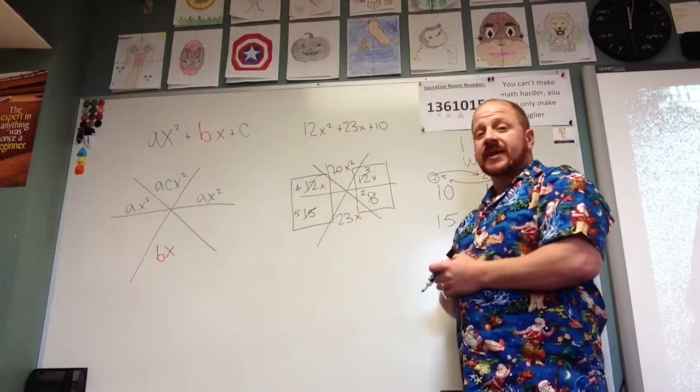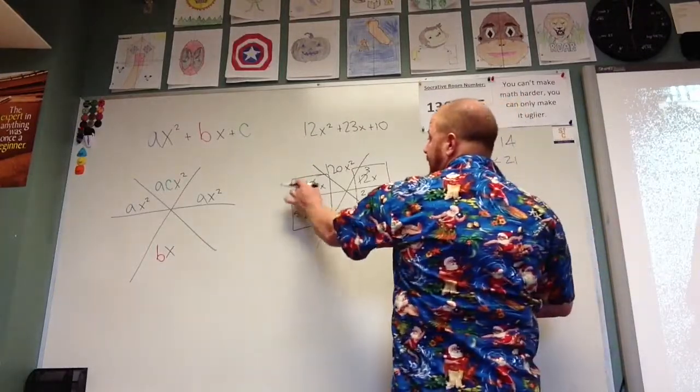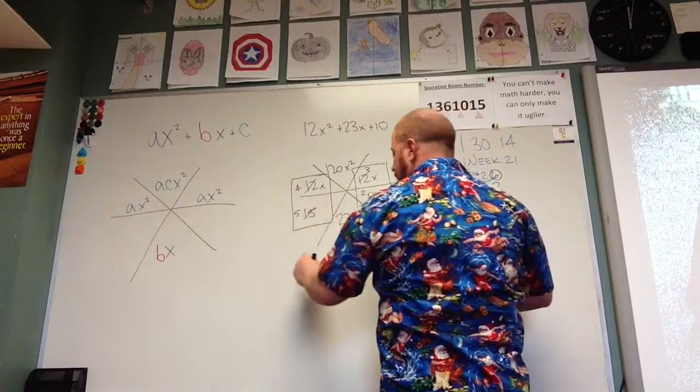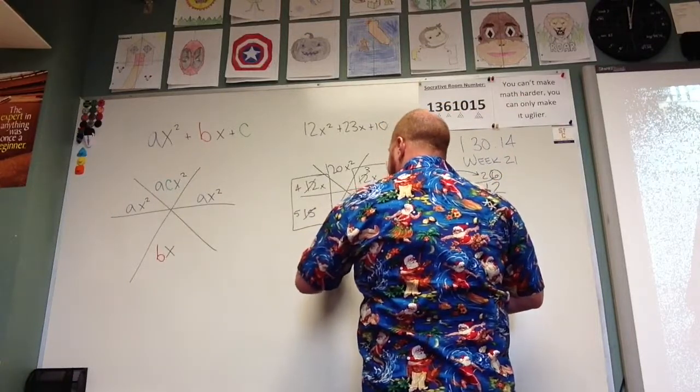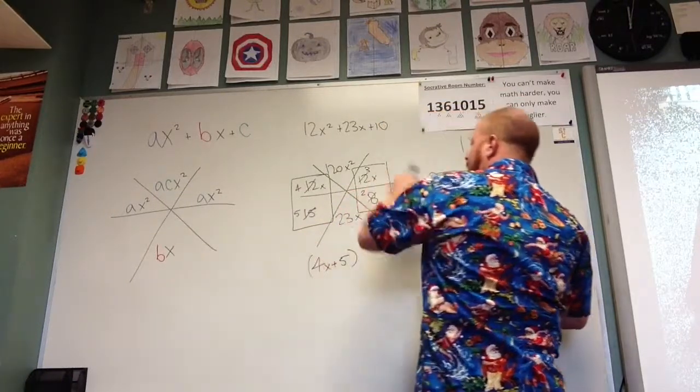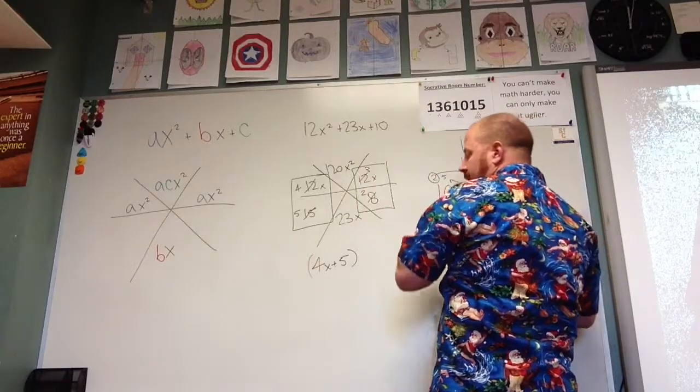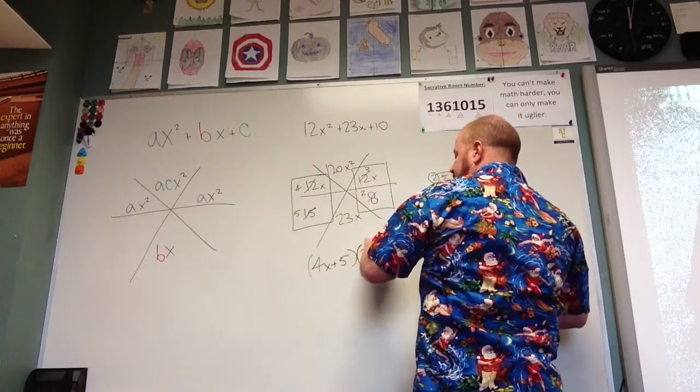So I'm just going to put them together as the factors. Over here I have 4x on the top, 5 on the bottom. So that tells me my first term is 4x plus 5. And then over here I have 3x on the top and 2 on the bottom. That tells me I'm at 3x plus 2.